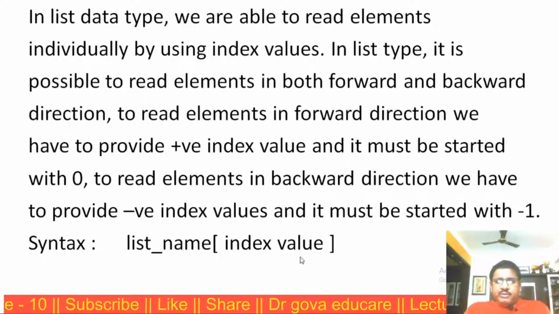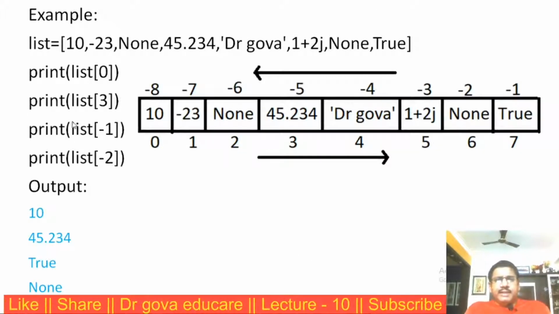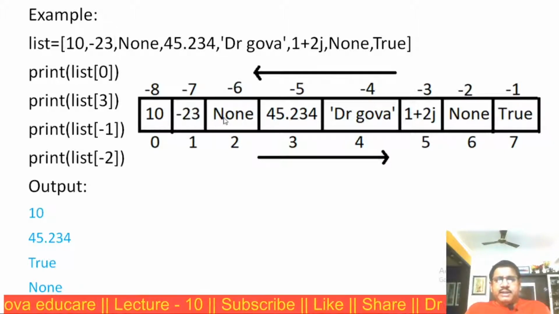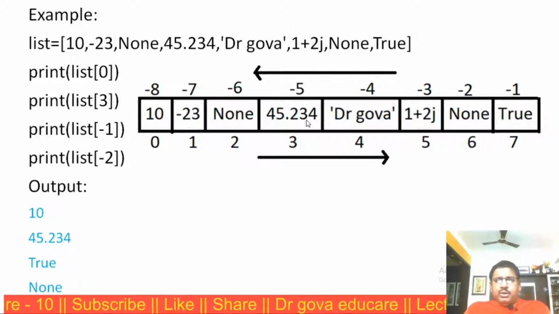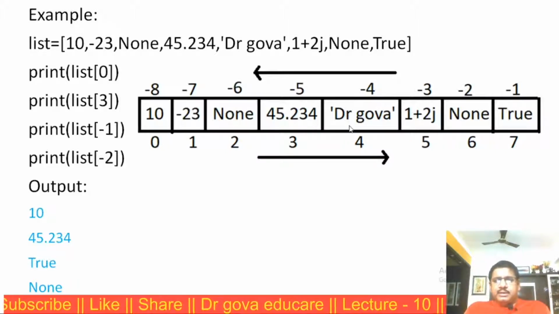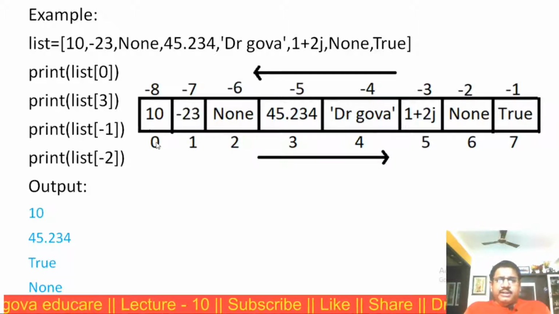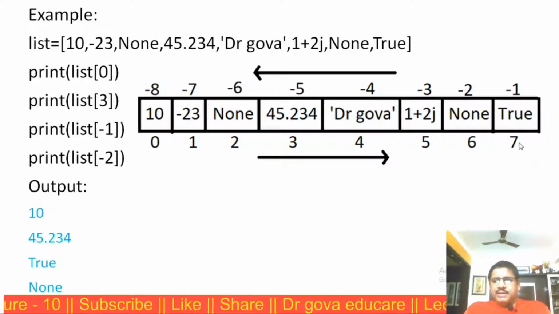Now this is the syntax to retrieve the elements. List name, within the square brackets, index value. Okay, this is the example. This is the list 10, minus 23, none, 45.243, Dr. Goa, 1 plus 2j, none, true. Now this is the 0th index, first index, second index and so on.